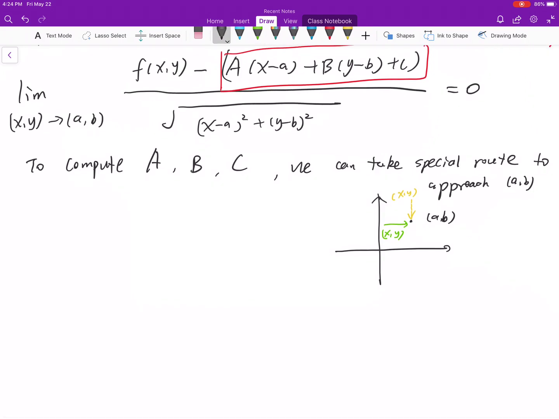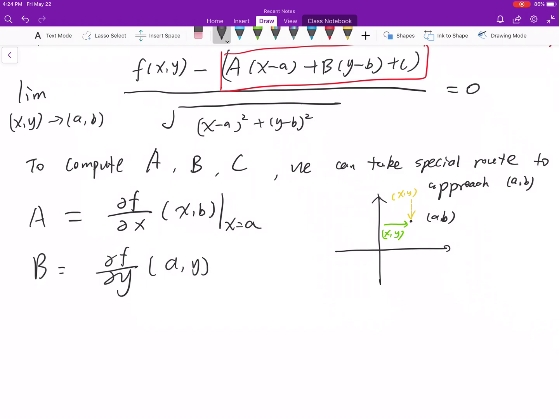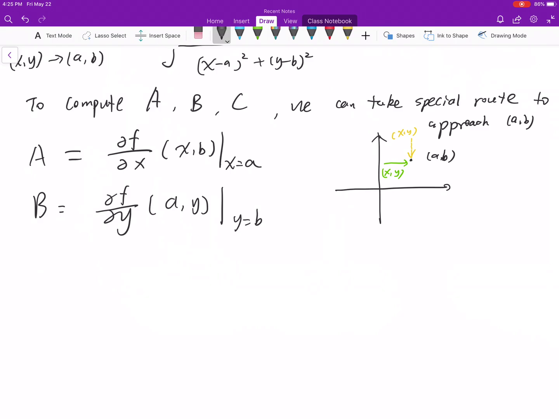And so more precisely, if f is differentiable at (a, b), then capital A is the partial derivative of f with respect to x at the point (a, b), and B is partial f partial y for fixed x at the point where y is b, and C is just the value of f at (a, b).